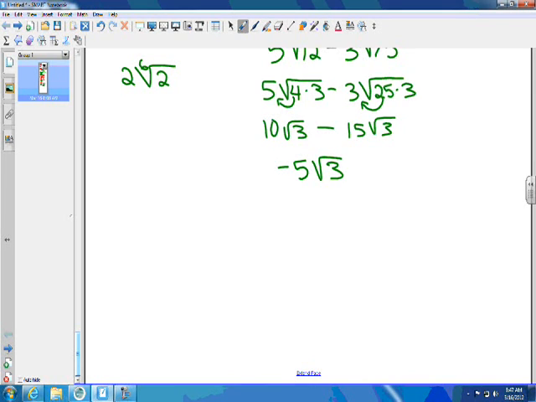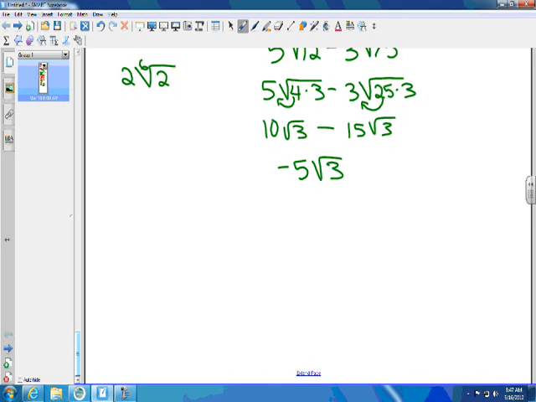Number 42. Are those like terms, the radicals? Yes, they're exactly the same. That's an easy problem. So you have 6 of them, you're subtracting 8 of them, what are you left with? Negative 2 of those.